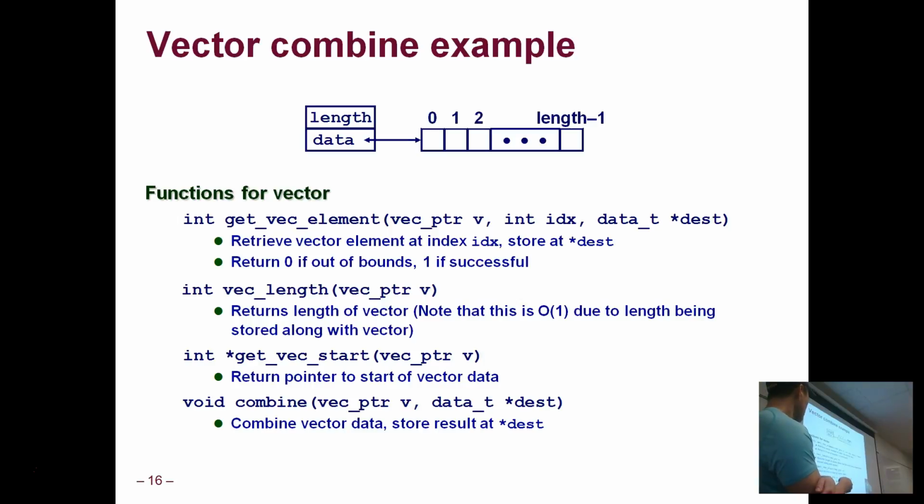It says, given a vector pointer and a destination result, a pointer to a destination to store the result, combine all of the elements in this vector. So you're going to either add them all up or get their combined product, and store it in this destination. It's actually our homework.